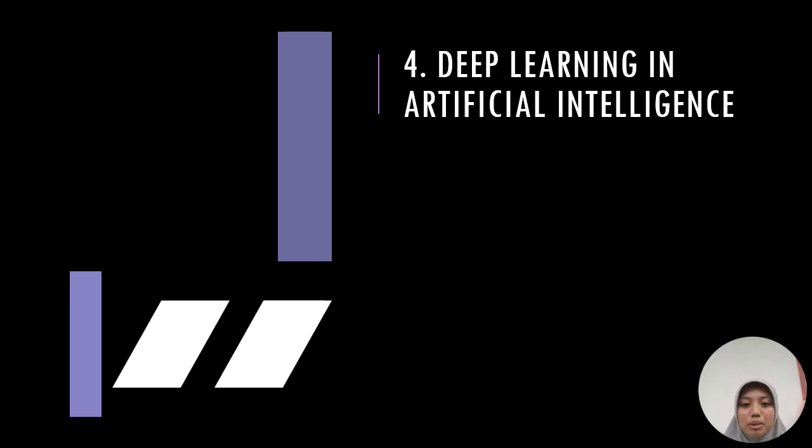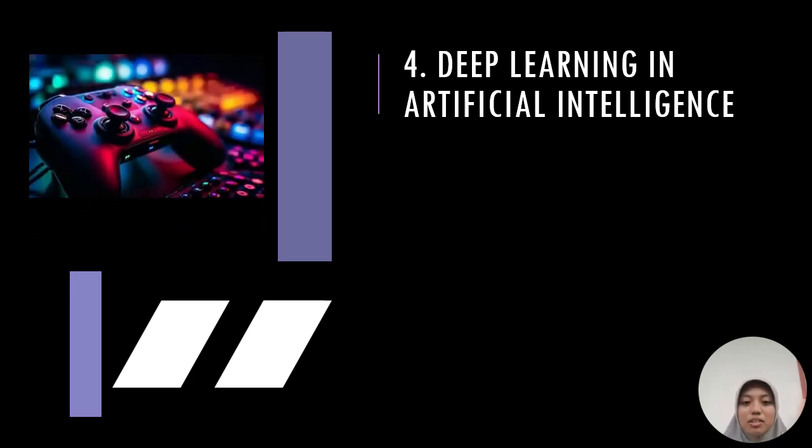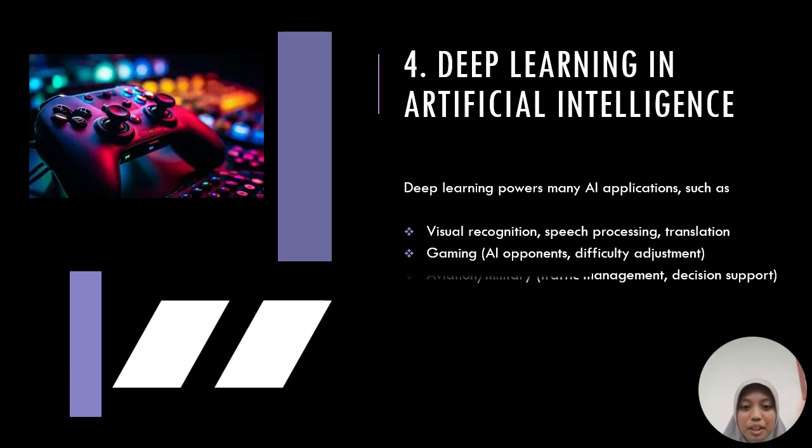The article is deep learning in AI, artificial intelligence. Deep learning powers many AI applications such as visual recognition, speech processing, as well as translation. The second part is gaming, which consists of AI opponents and difficulty adjustment. The third one is aviation and military, which covers traffic management and decision support. And the last one is medicine, specifically healthcare.